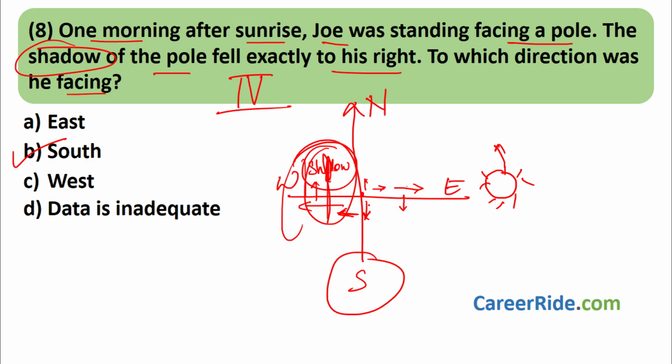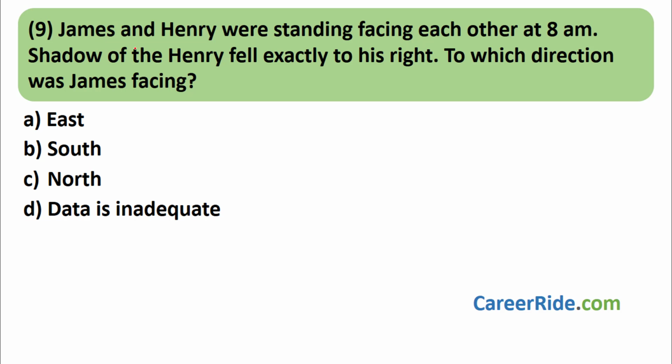Very easy. You don't have to do anything. Just draw your own diagram over here. North, south, east, west. Draw the sun as per the time given and get the answer. Moving to the next question. James and Henry were standing facing each other at 8 a.m.